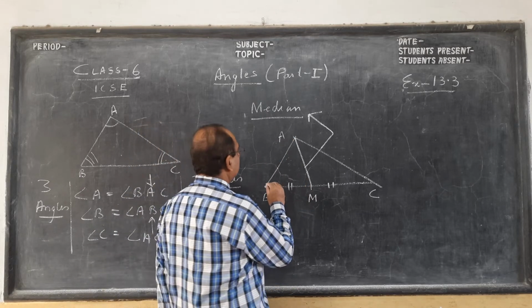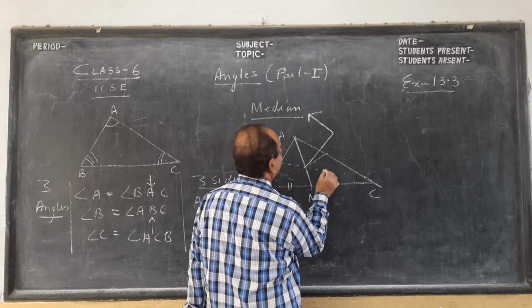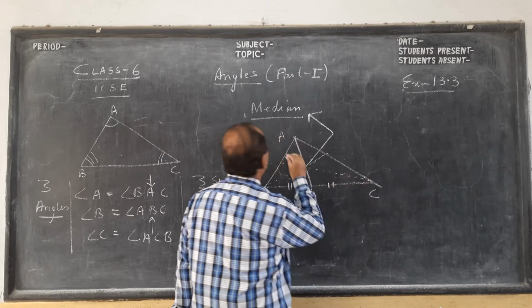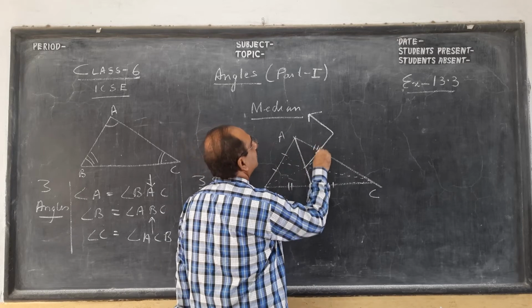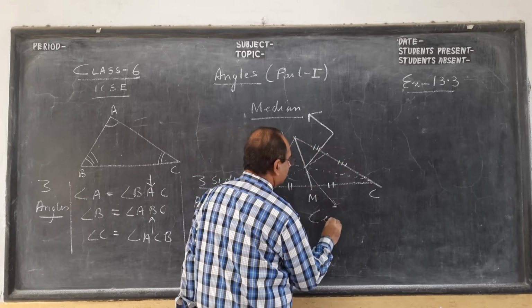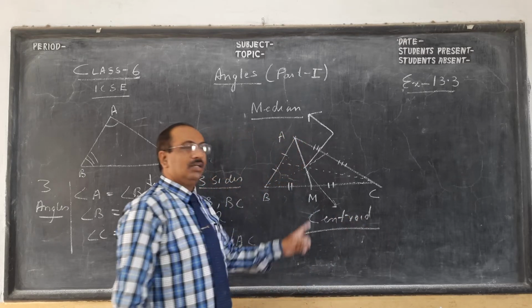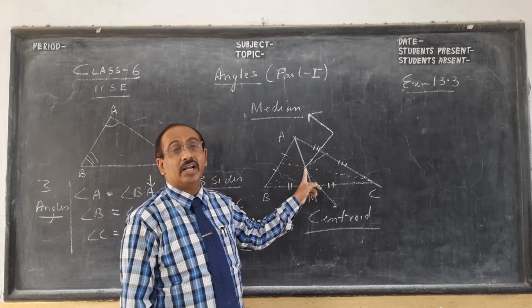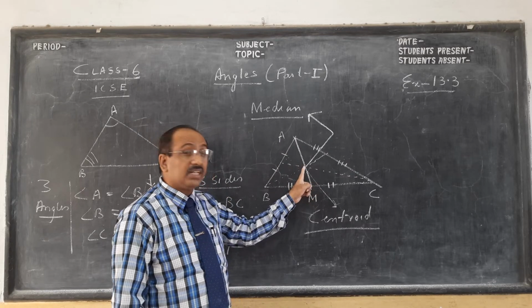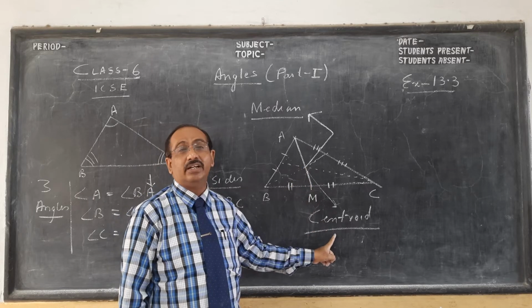So 3 medians are possible, and 2 very interesting things I'll tell you. So this will be equal to this, and this side will be equal to this side. This common point is called, children, the centroid. So what we call in maths, these 3 medians are concurrent. Concurrent means they meet at a point, and that point, where all the 3 medians meet, is called the centroid.